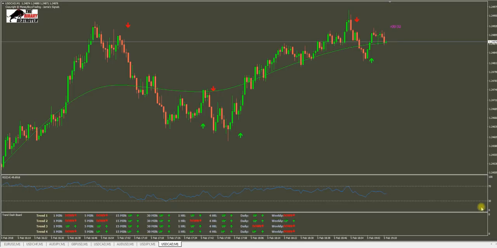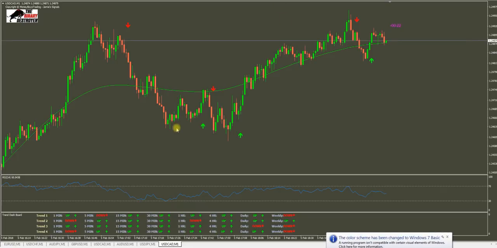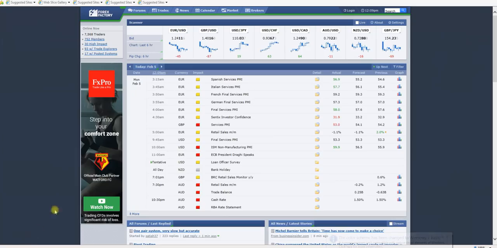Hey guys, right, so let's do some live trading with this new strategy, the Ben strategy with the 100 SMA. I've just loaded up my MT4 and it's taken me straight to USD CAD. Now, the first thing I like to do before I do any trading is check the news, okay?